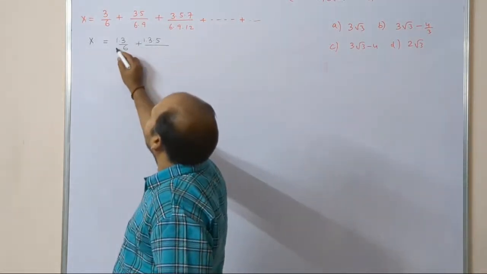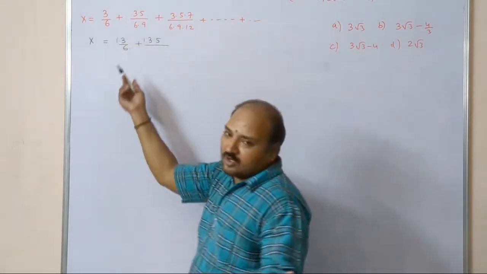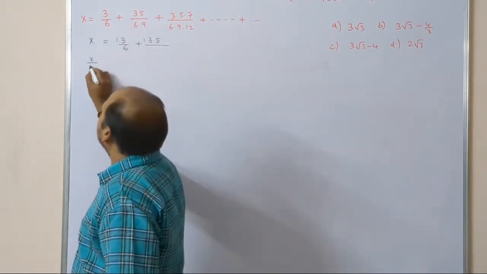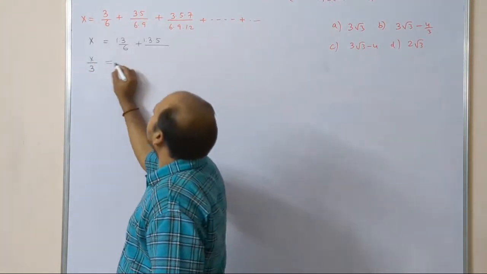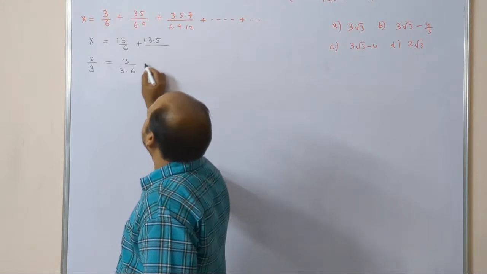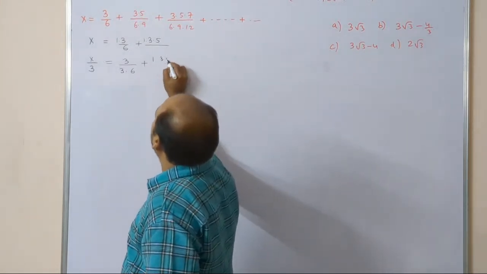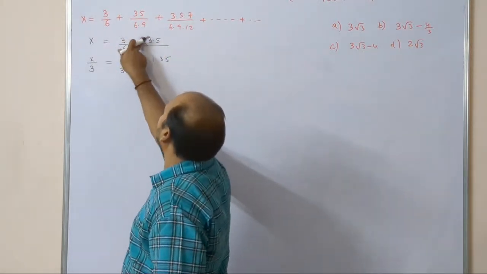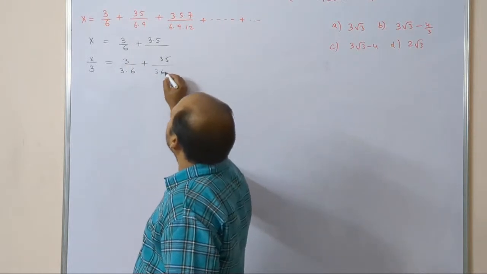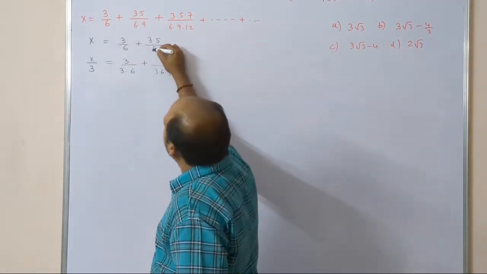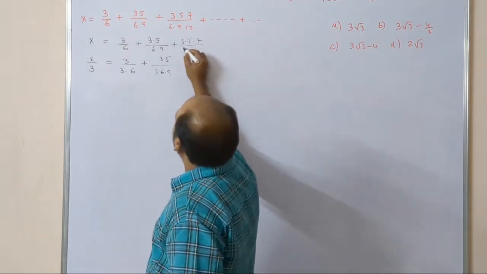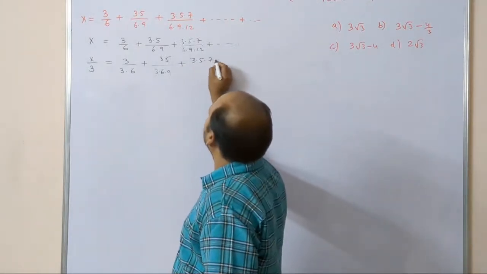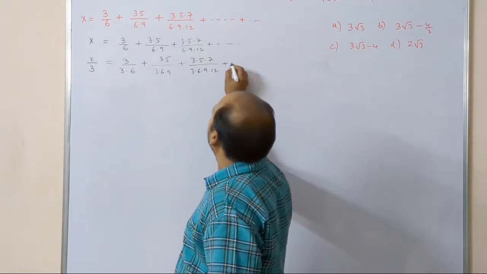Even here also, 3 into 2, 3 into 3; 3 into 1 is not there. 3 into 2, 3 into 3, 3 into 4. But what I am doing is dividing every term by 3, so capital X by 3. What does it come to? 3 by 3 into 6 plus 1 into 3 into 5. Here already 1 is there, we can keep it like this. Don't confuse. So that one we can remove first. 3 into 6 into 9. Here I forgot to write it. This is the given series now. Plus 3 into 5 into 7 by 3 into 6 into 9 into 12.